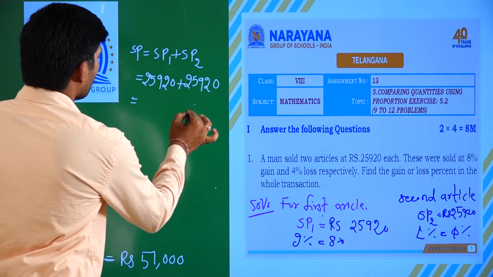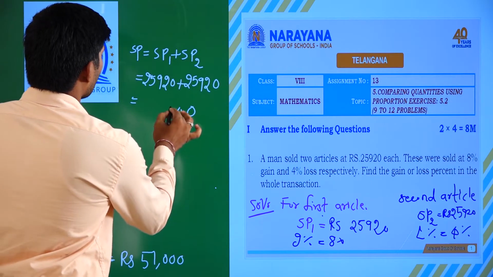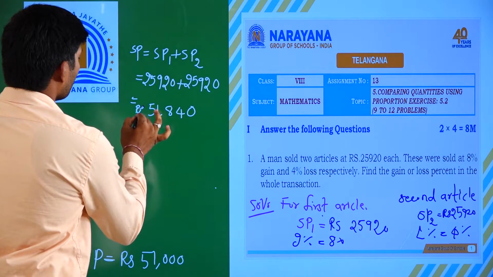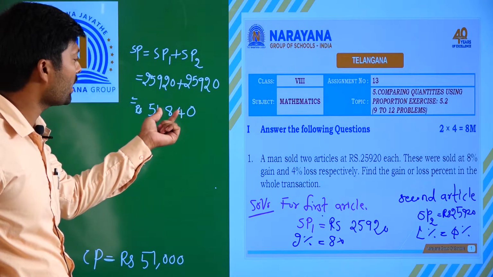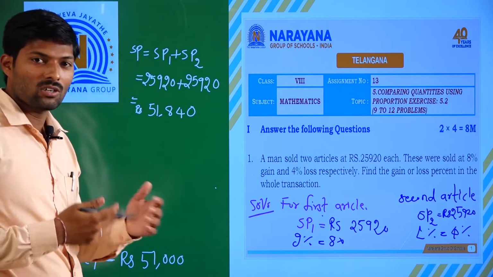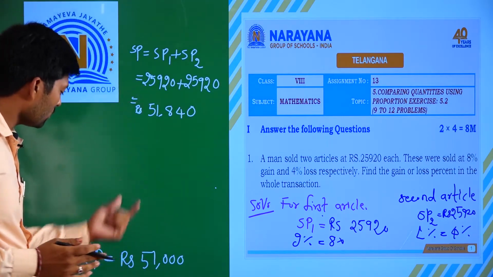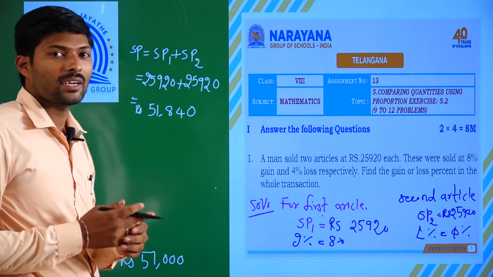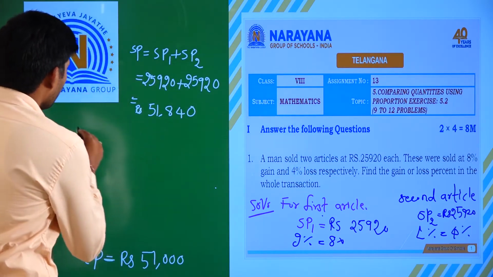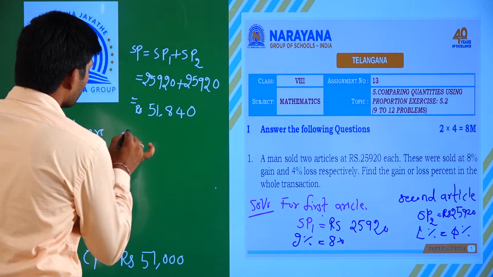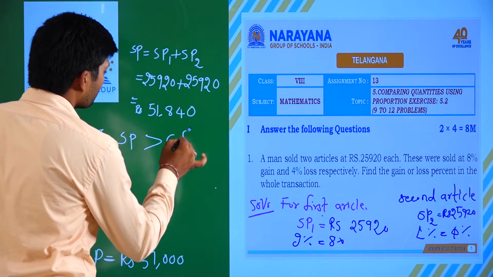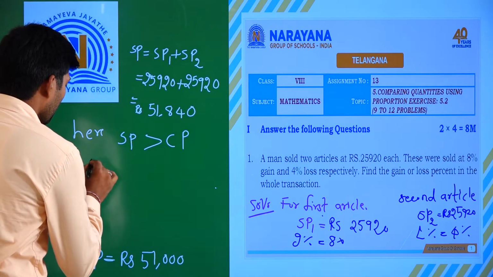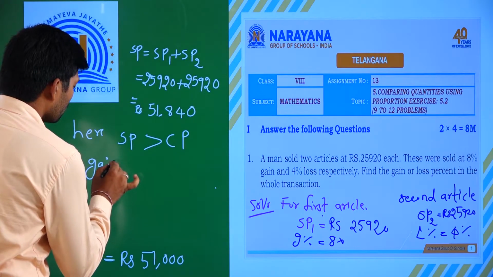It is exactly 51,840. Yes. The total selling price is 51,840. So this is SP. In order to find gain or loss, if CP is 51,000 and SP is 51,840, here I can say that the selling price is more than the cost price, so that we can get gain only. So there is a chance to find gain only.